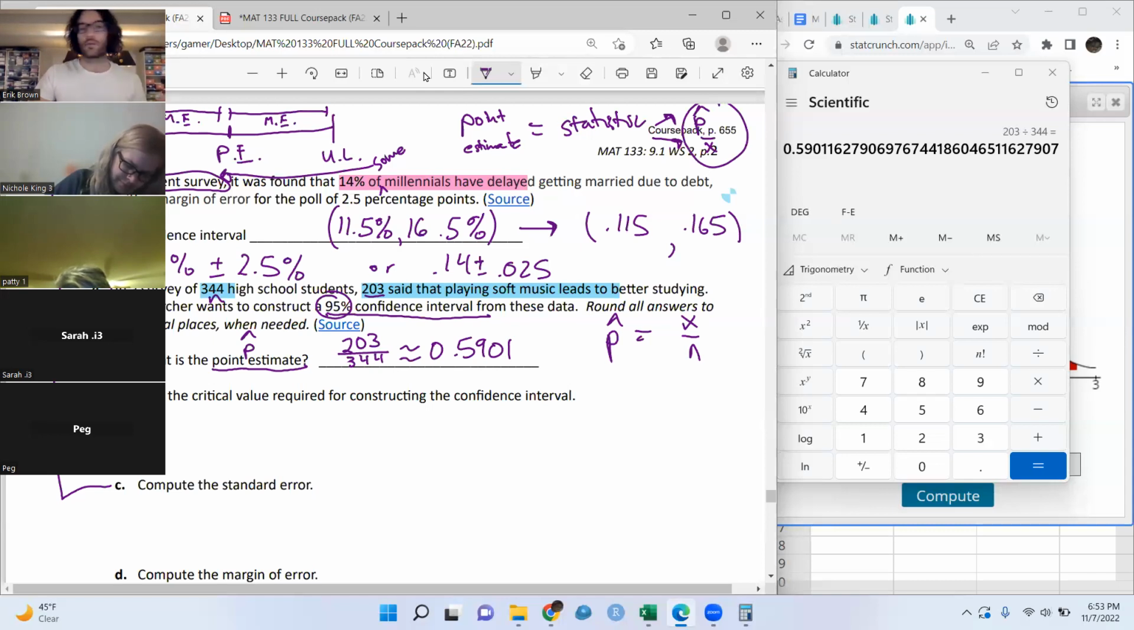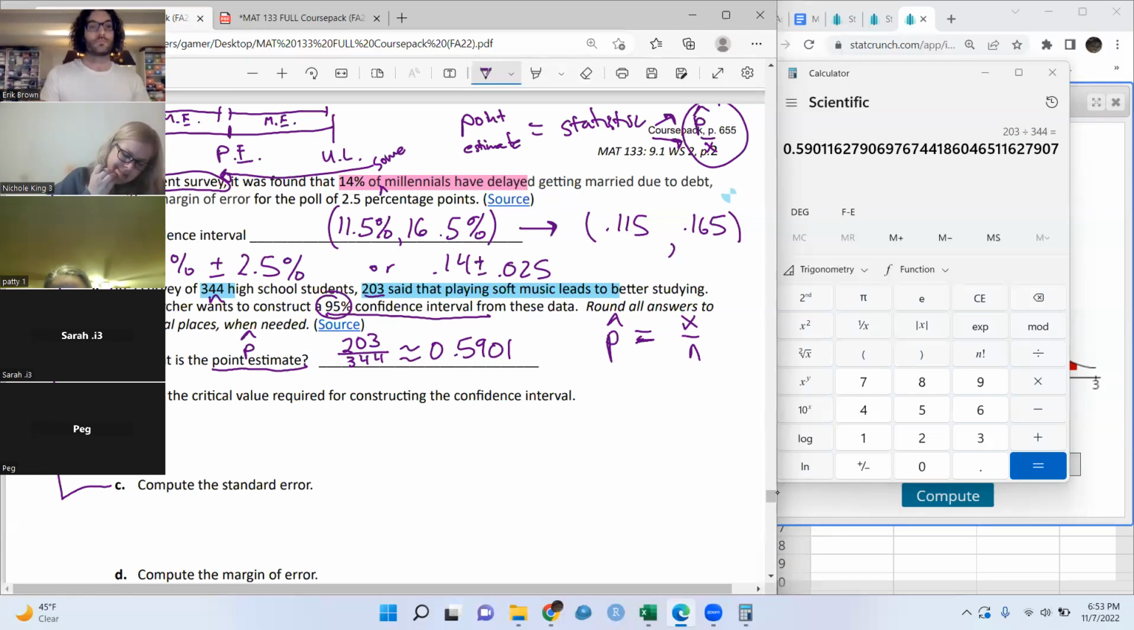Section 9.1 is exclusively p hats. So there it's always a p hat that we're looking for, which then means when you think p hat, you should think x divided by n, or know where to look for it. You should think x over n.